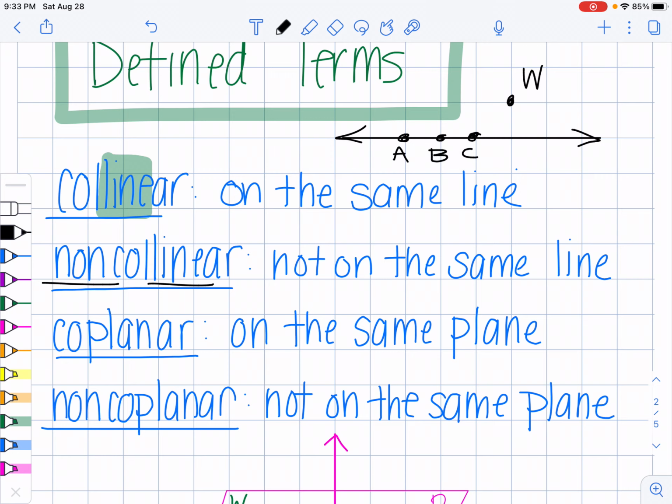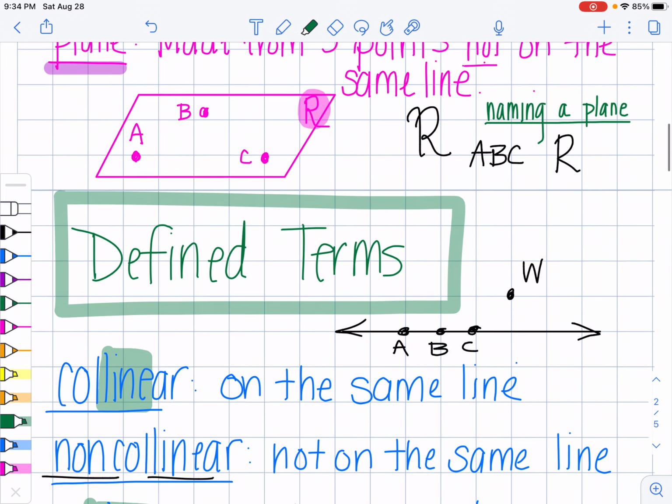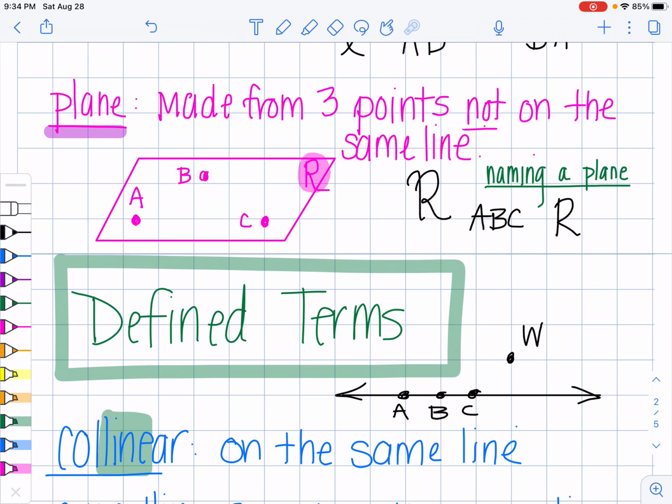Okay, coplanar, even though you don't see the whole word plane, it says plan, it means they're on the same plane. So if we go to our plane that we had up here, points A, B, and C are coplanar, which means they're on the same plane. I could pick another point, this point up here. We'll call it X. X is non-coplanar. That's another vocabulary word. It means not on the same plane.